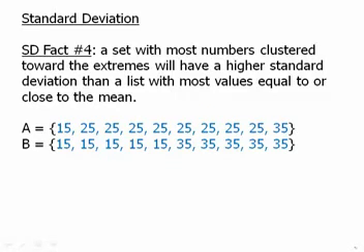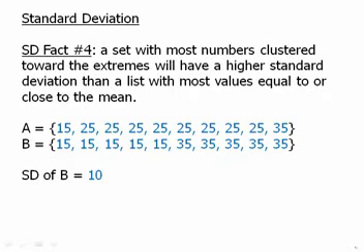Notice that set A, most of those numbers are at the mean. 8 of the 10 numbers are at the mean of the set, so most of them are clustered toward the center. Set B, everything's clustered toward the edges. You have a bunch of very low values and a bunch of very high values. Now for set B, every number is a distance of 10 away from the mean. So for set B, we can actually figure out the standard deviation. It has to be 10 because all the numbers are 10 away from the mean.